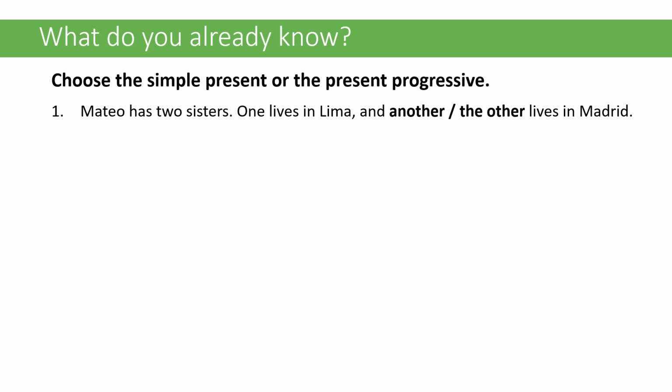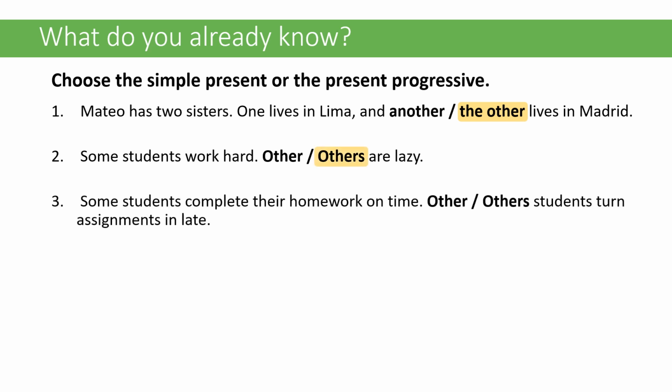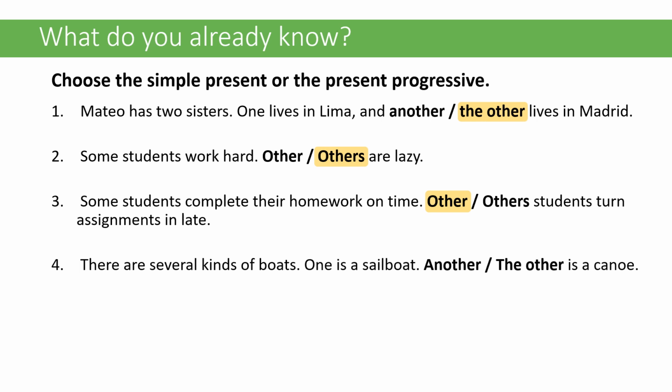Oh, sorry, no. The instruction should say choose the correct form of other in the sentence. Number 1, Mateo has two sisters. One lives in Lima and the other lives in Madrid. Number 2, some students work hard, others are lazy. Number 3, some students complete their homework on time, other students turn in assignments late.